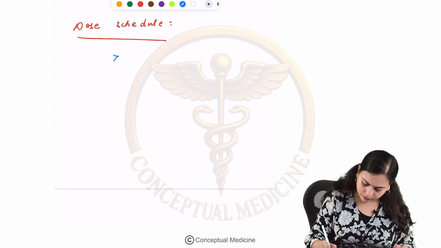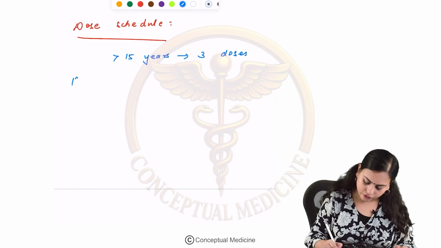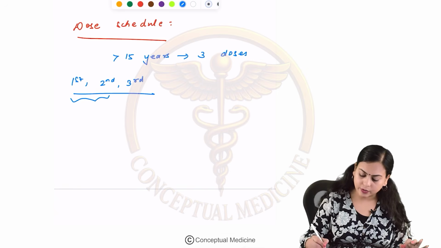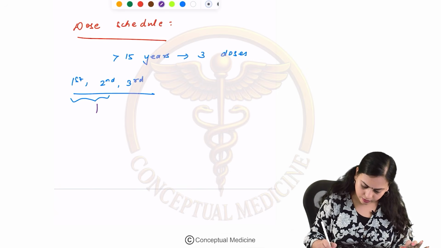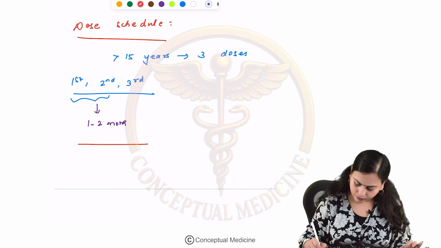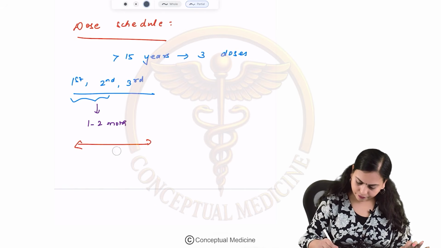Right. Now, let us see the dose schedule. So, more than 15 years means we will give 3 doses. Okay. So, first, second and third dose, like between first and second dose there will be a 1 to 2 month gap, and then between first and third dose there will be a 6 months gap.